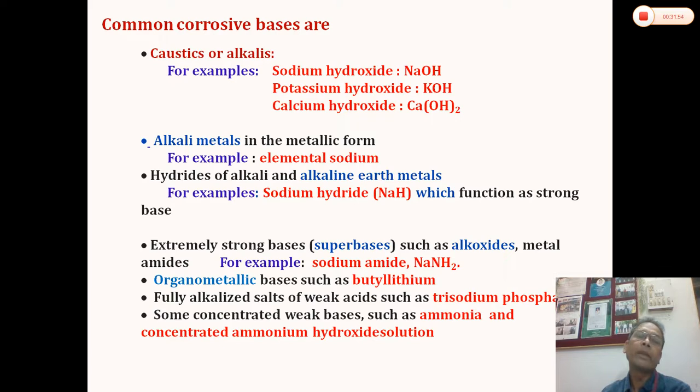Alkali metals in metallic form are also corrosive in nature. Hydrides of alkali and alkaline earth metals, for example sodium hydride and magnesium hydride, are corrosive. Extremely strong bases called super bases, such as alkoxides, particularly sodium alkoxides, and metal amides, are very corrosive in nature. Generally, sodium alkoxides and sodium amides are used in the synthesis of organic compounds. Organometallic compounds like butyllithium and Grignard reagent are also corrosive. Fully alkalized salts of weak acids such as trisodium phosphate, ammonia, and concentrated ammonium hydroxide solutions are also corrosive in nature.